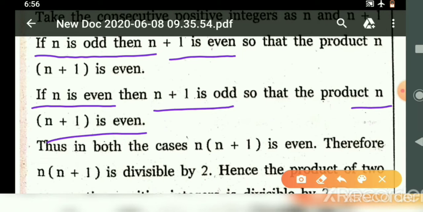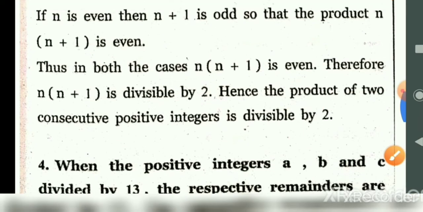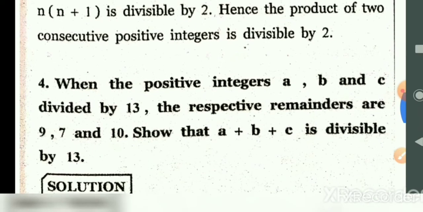It is the property of even and odd numbers, the product of even and odd numbers. So in both cases we get n into n plus 1 is even. Therefore, an even number is always divisible by 2. So the product of two consecutive positive integers is divisible by 2. Hence the proof. So question number 4.